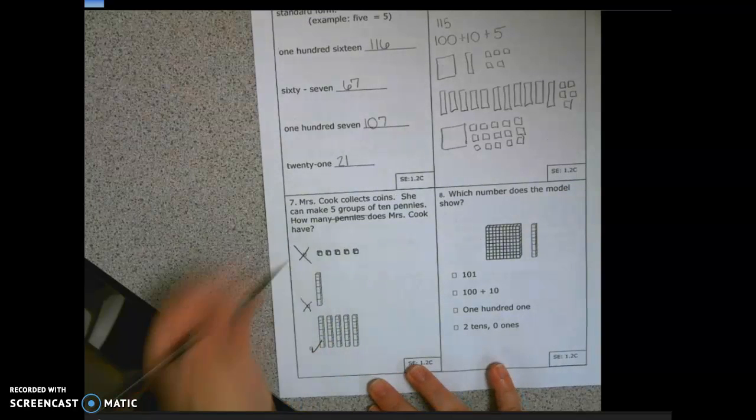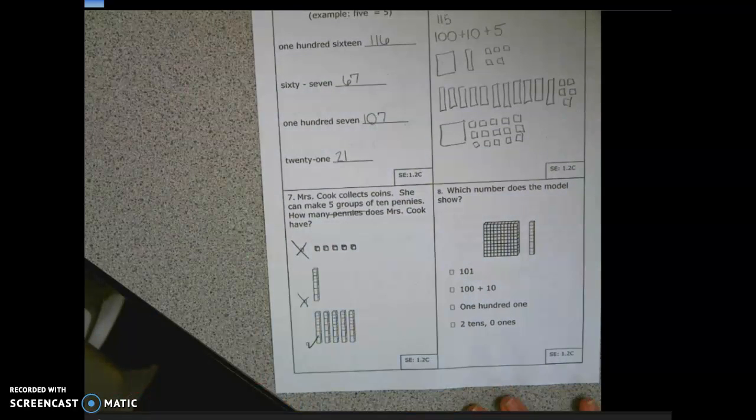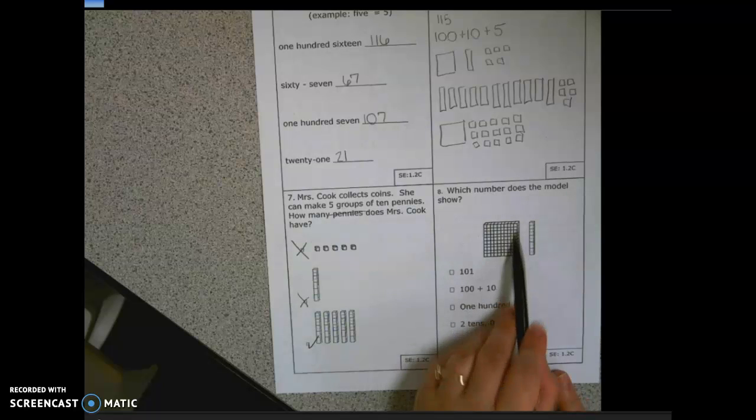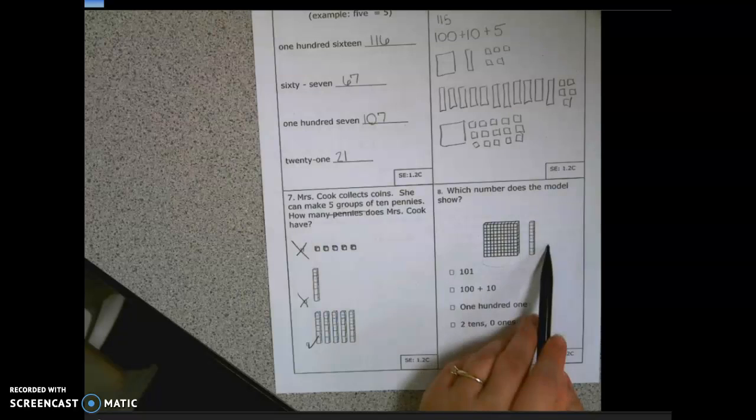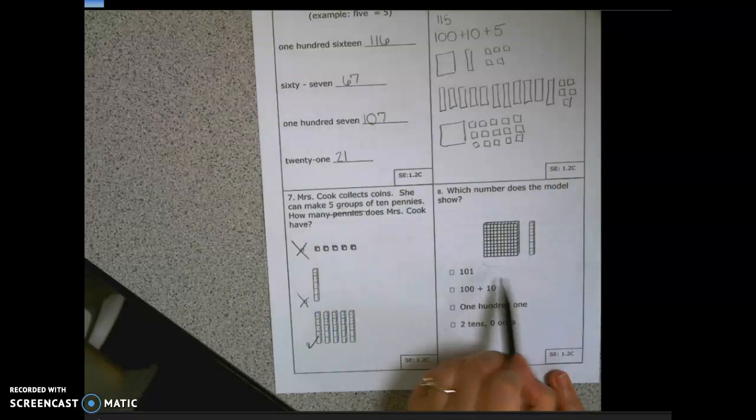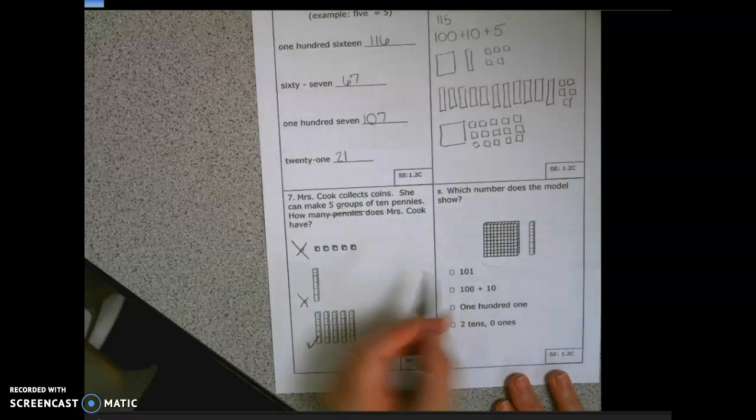I'm going to put X's so I can make sure I understand. Which number does the model show? Well, I know this here represents 100 and this represents 10. So I know that's 100 plus 10 or 110. So I'm going to look here.